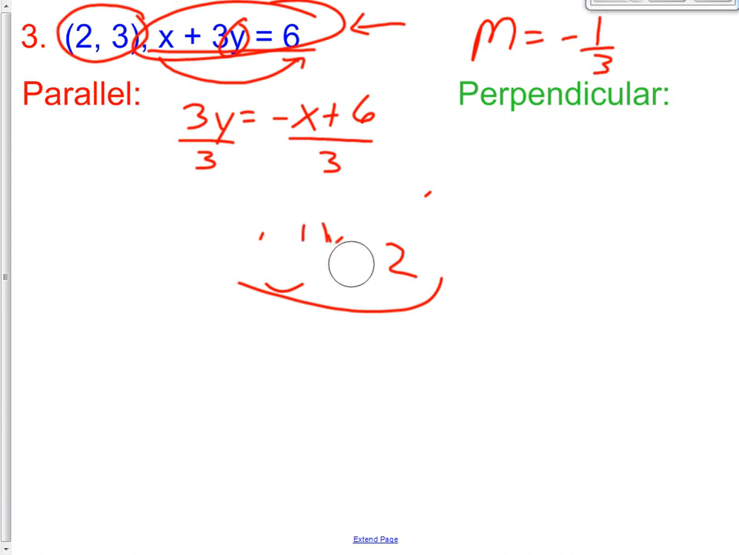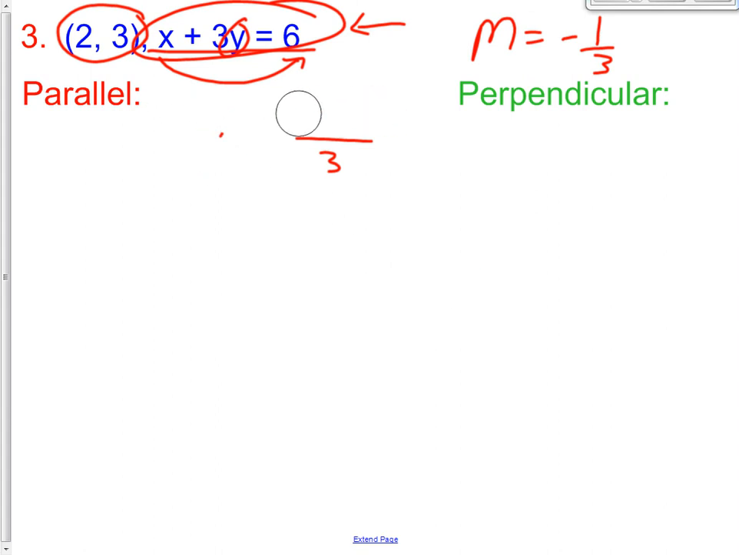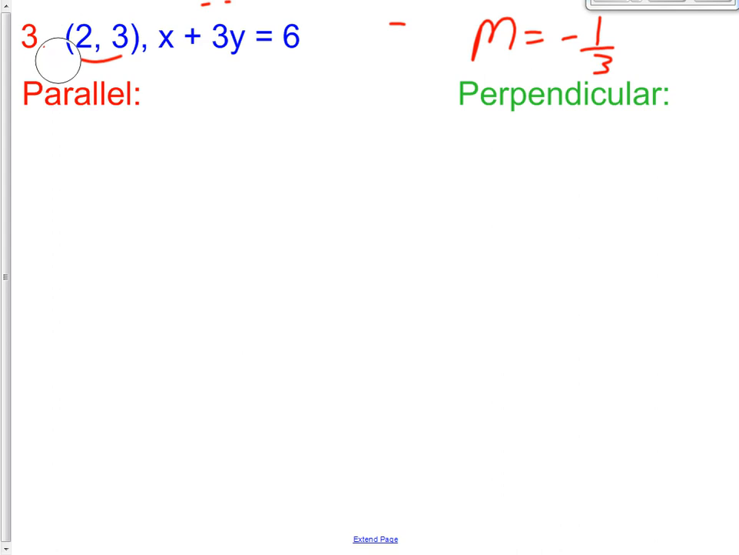Alright, if I want to make a parallel line, I know that my line has to have the same slope as a negative 1/3. So now let's go through all of our work that we did in the past 2 problems with my slope being a negative 1/3. Hoorah! Let's do it. We have y minus the y coordinate equals m, which is a negative 1/3, times the quantity x minus the x coordinate.